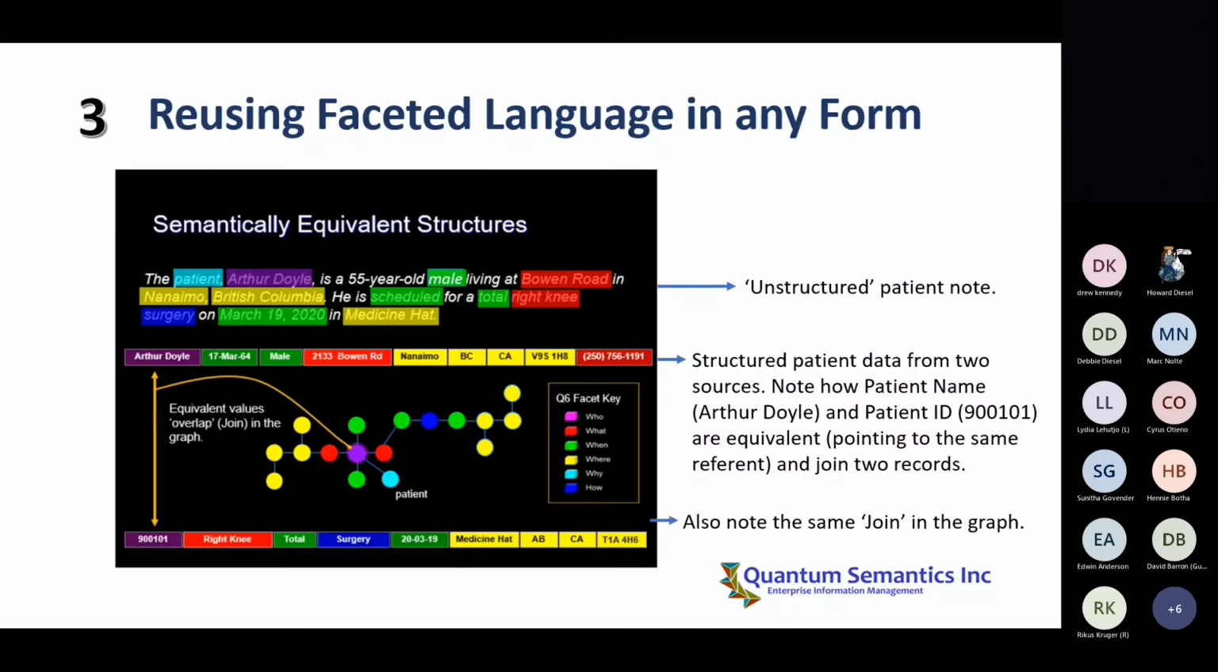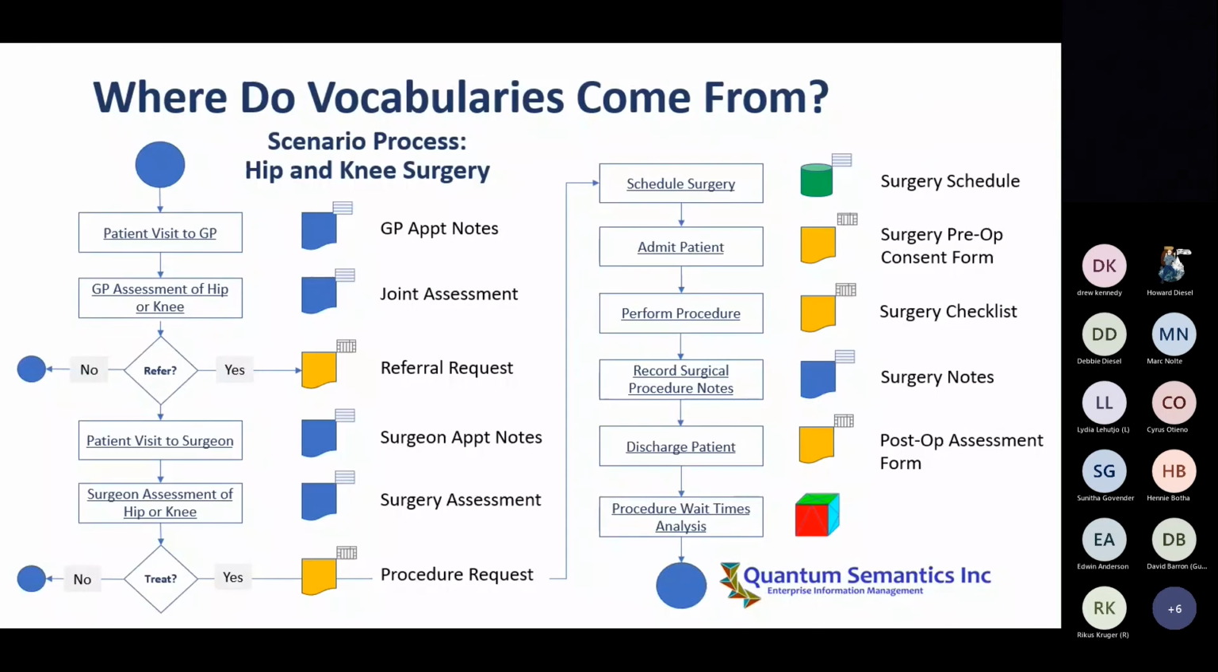All right, thank you. Okay, so business vocabularies show up everywhere. This is a process diagram that I created for Alberta Health Services. It's not the exact same one because of confidentiality, but it's a very generic process document for hip and knee surgery. Each of the underlying phrases is classified in Q6, but so are the individual words like patient, visit, GP, assessment, hip, knee, and so on.